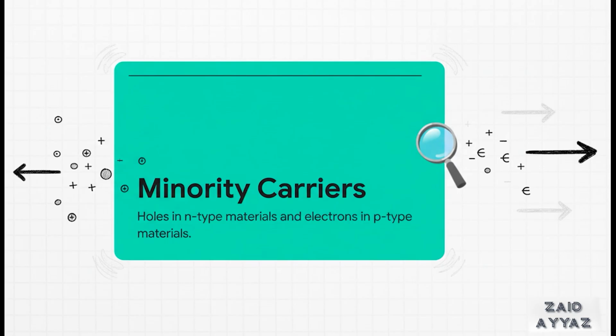But you might be wondering, is there any traffic going the wrong way? Well, yeah, but just a tiny, tiny bit. These are called minority carriers. Seriously, think of it like one or two cars trying to drive the wrong way down a massive highway. In this forward bias state, there are so few of them that they really have no effect on anything.